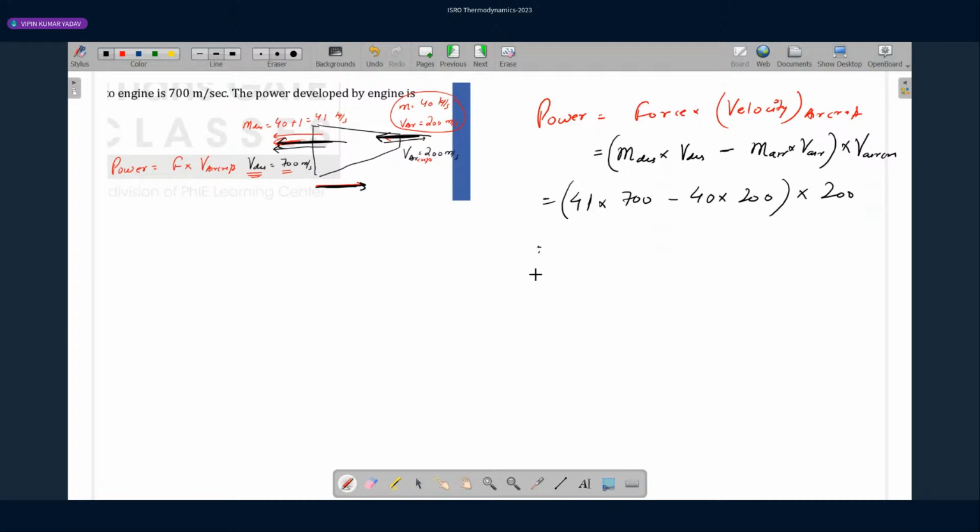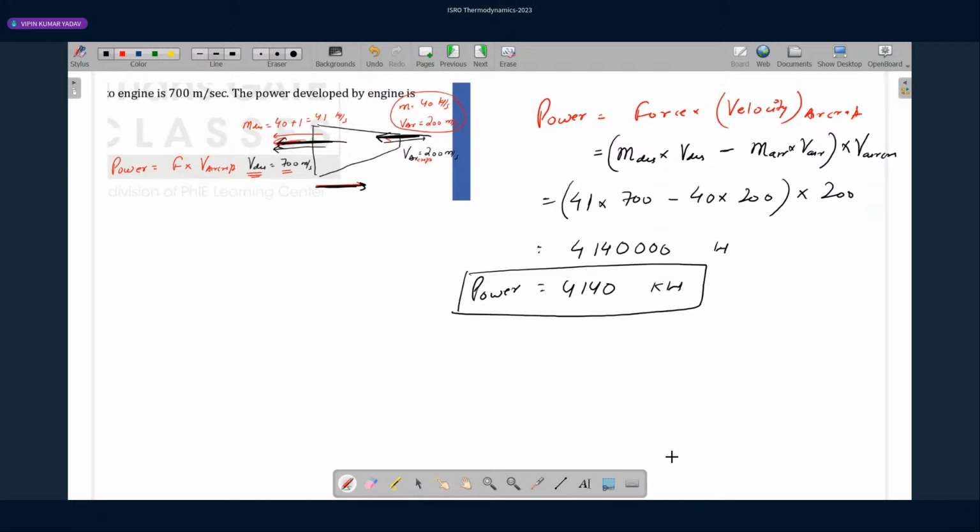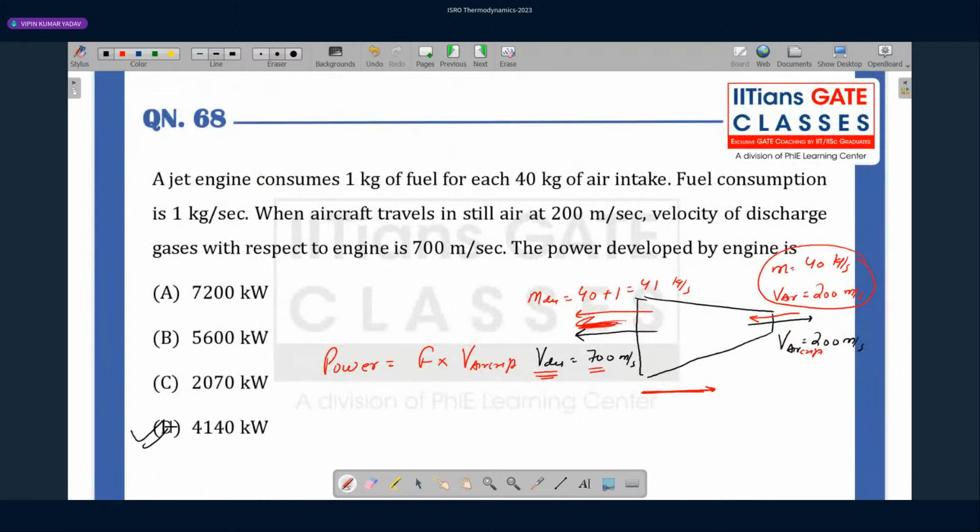So if you solve this, 41 into 700 minus 40 into 200, into 200, it is 4140,000 watts or 4140 kilowatt. That is the power that is produced. So what is the right answer? 4140 kilowatt is the right answer.